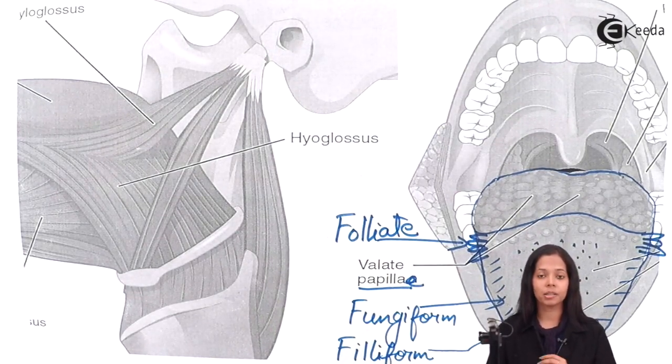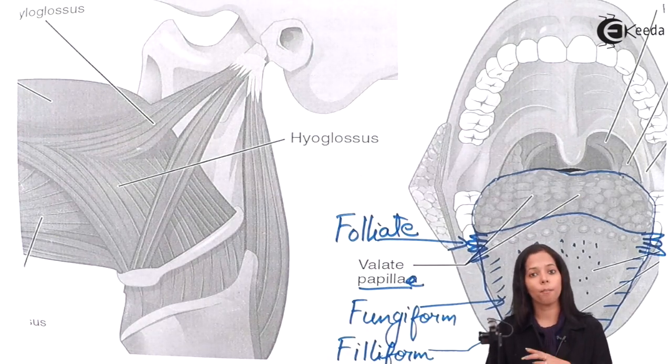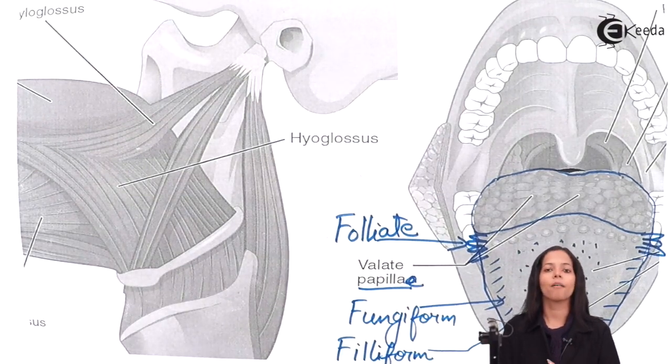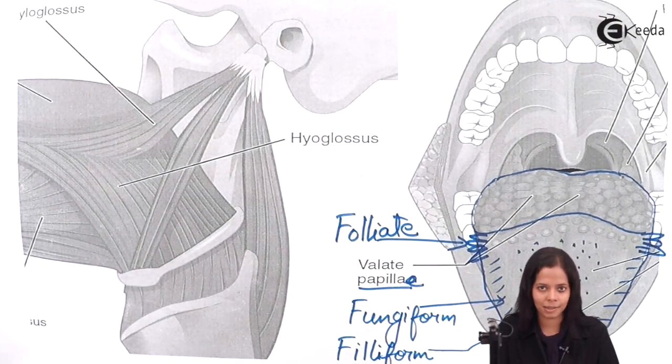Now speaking about Fungiform Papillae. Fungiform Papillae are larger than Filiform Papillae but smaller than Vallate Papillae. And the last one is Foliate Papillae. We don't have it in our case, so we'll not discuss this.